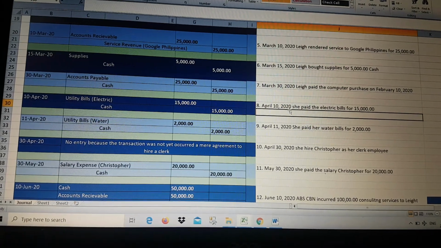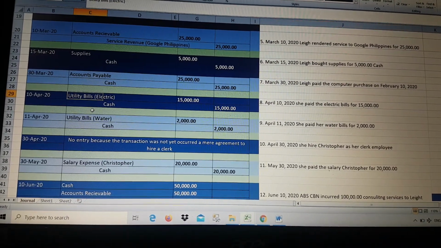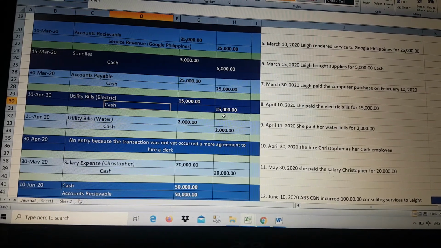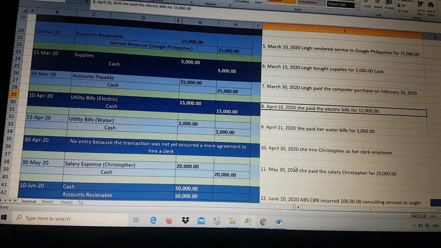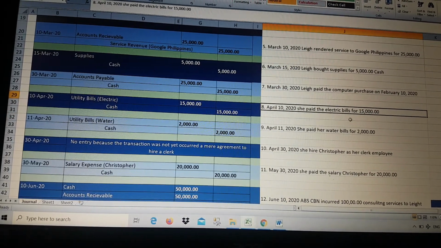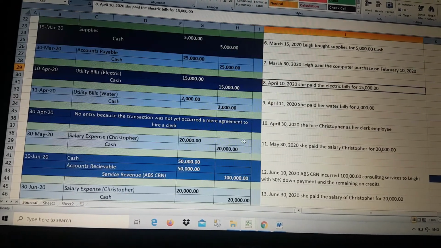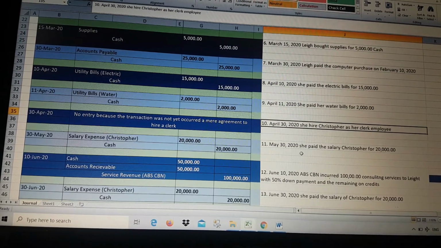Next, on April 10, she paid electricity. So, utilities, because it's an expense, so it's utilities, 15,000 and then credit cash, 15,000. If you would see, April 11 is just the same as April 10. The difference is that this one is electricity and the other one is water. So, same entry. How about on April 30, she hired Christopher as employee clerk.